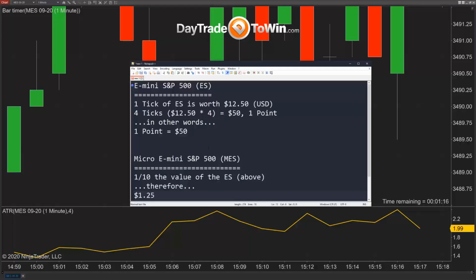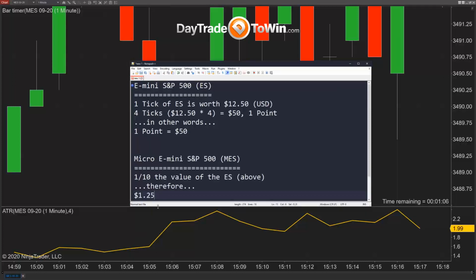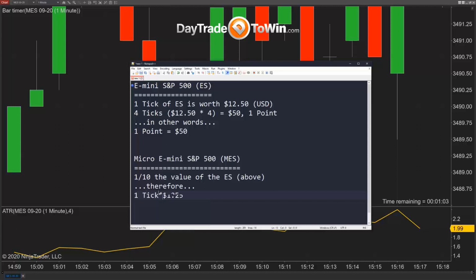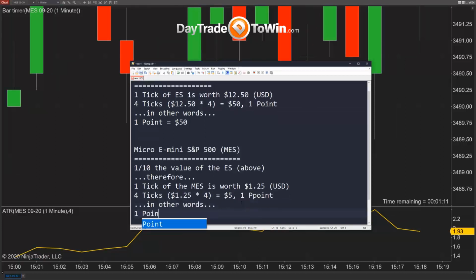So going back to this display here, if you find out 1/10 of $12.50, you're left with $1.25. So it's simple. We can just complete this as follows. So 1 tick of the MES is worth $1.25 USD. Continuing further, 4 ticks, which is $1.25 times 4 equals $5, which of course has to be 1/10 of $50. In other words, 1 point of the MES equals $5.